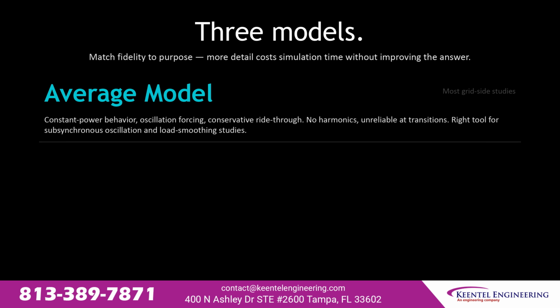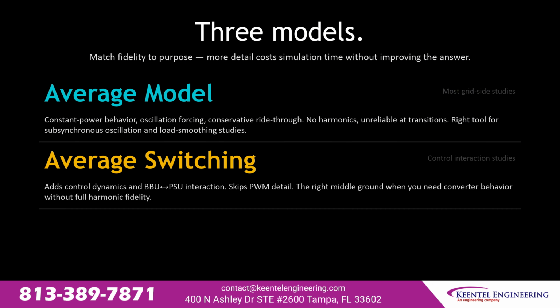Three model types match fidelity to purpose. The average model covers most grid-side studies: constant power behavior, oscillation forcing, conservative ride-through, no harmonics, unreliable at transitions. Right tool for subsynchronous oscillation and load smoothing studies. Average switching adds control dynamics and battery backup unit to PSU interaction. Skips PWM detail. The right middle ground when you need converter behavior without full harmonic fidelity. Use it for control interaction studies.